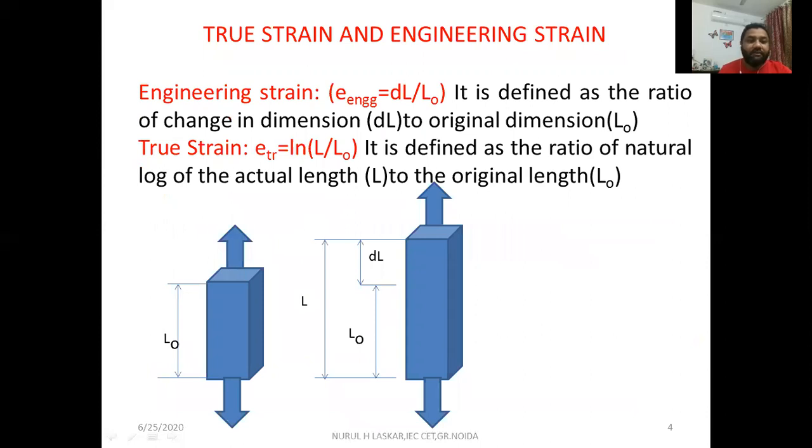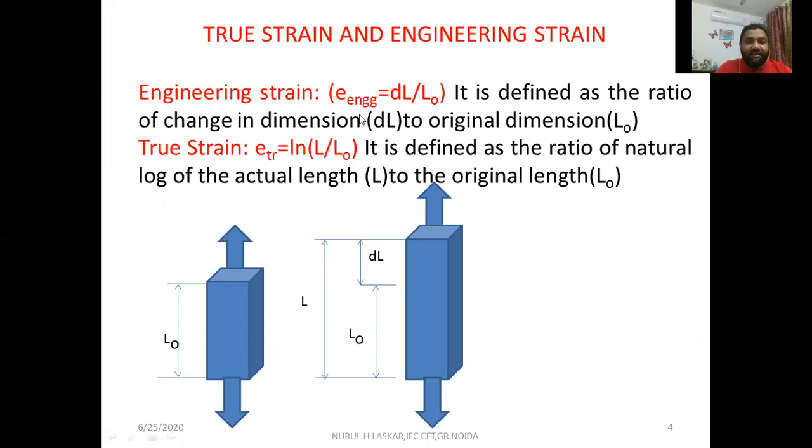Similarly, there are engineering strain and true strain also. Now look at this figure. There is a body whose original length is L0 and you are applying a tensile load along the y-axis. Now after the application of the load, what will happen? The L0 will be increased to L0 plus dl. Here dl is the elongation, or the change in length after the application of the axial load along the y-axis. Then the total length, that is the actual length after the application of the load, will be L0 plus dl.